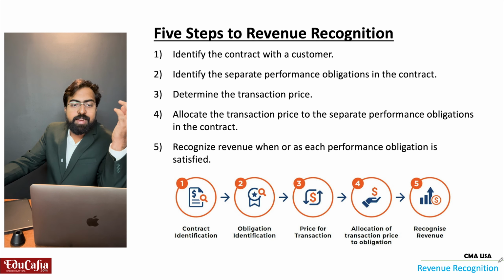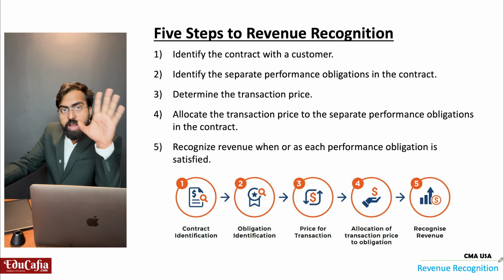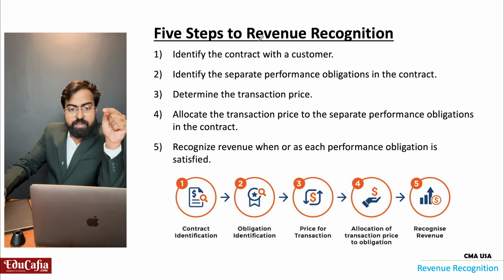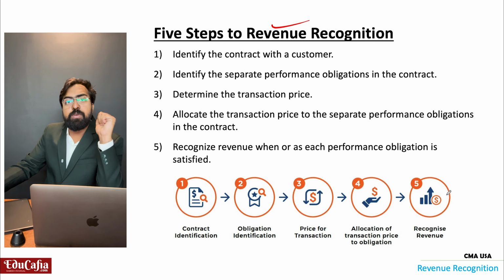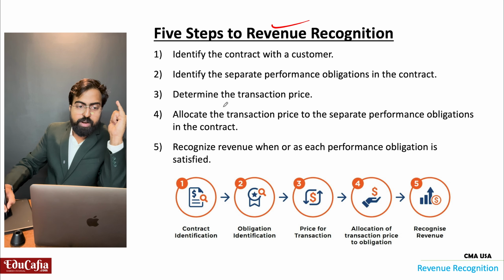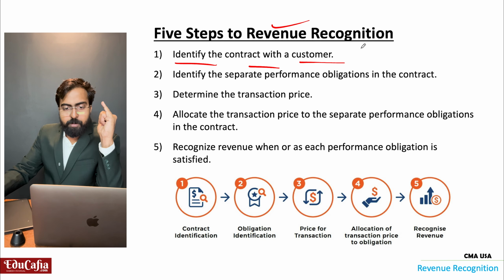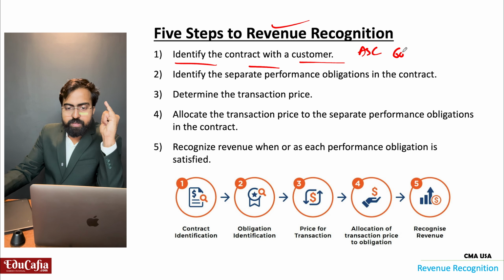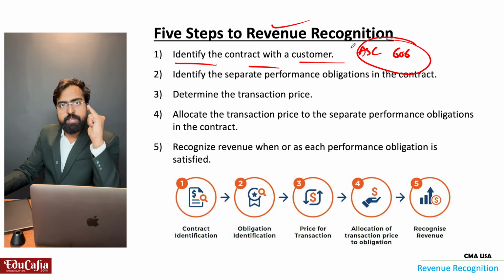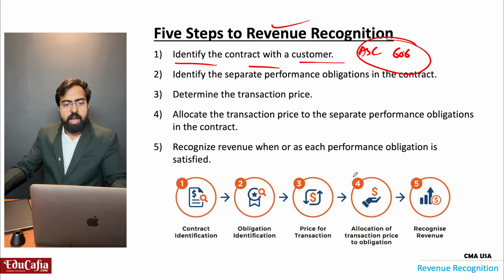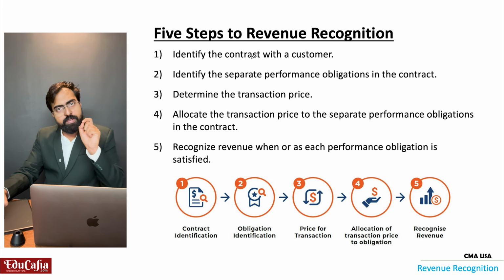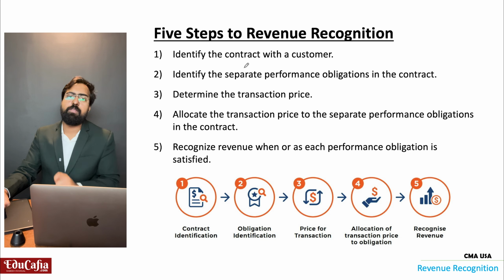When can we recognize revenue? There are 5 steps for revenue recognition. First one, identify the contract with the customer. As per the ASC 606 rule, I want to identify whether this is a contract or not.